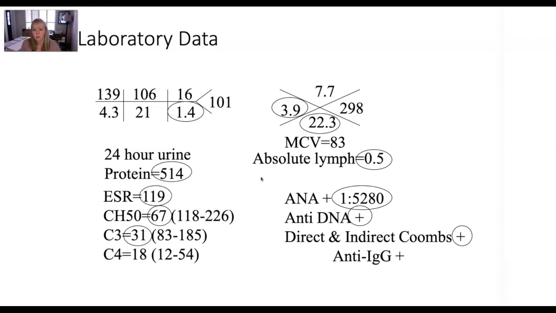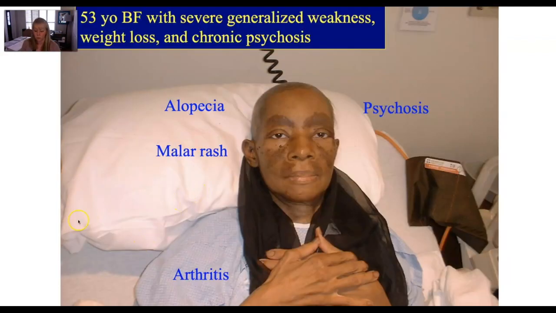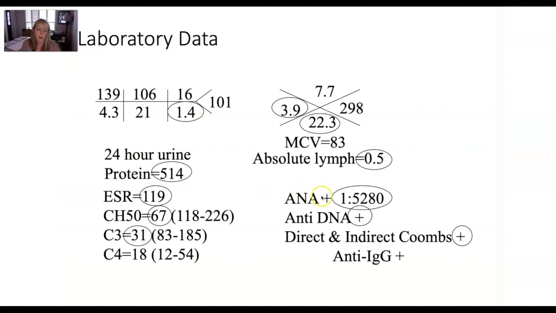And if you're looking at the data here, labs, you'll see the protein is high in the urine, so they usually get a 24-hour urine. I don't necessarily always order a 24-hour urine on a patient. Sometimes we'll do that in rheumatology. But I definitely will get the SED rate, the CH50, the C3, C4, the ANA, anti-DNA, and you can also get a direct and indirect Coombs test and the anti-IgG.